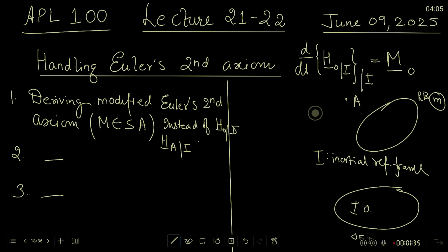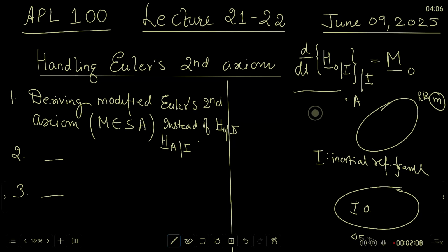So this is the lecture 21st and 22nd combined. Last class I was trying to tell you that as far as Euler's second axiom is concerned, it is challenging to handle the algebra involved therein. Euler's second axiom is what I am showing here.